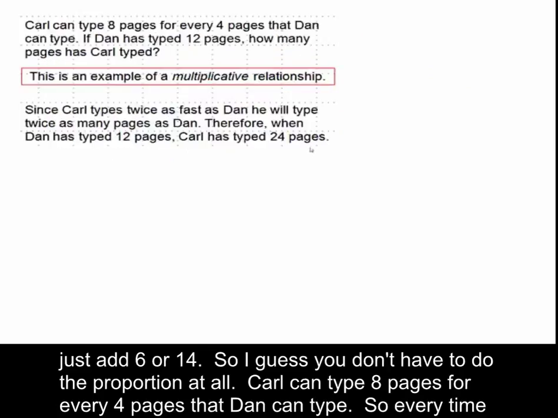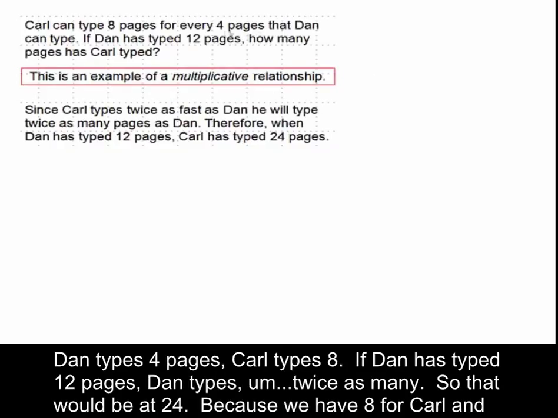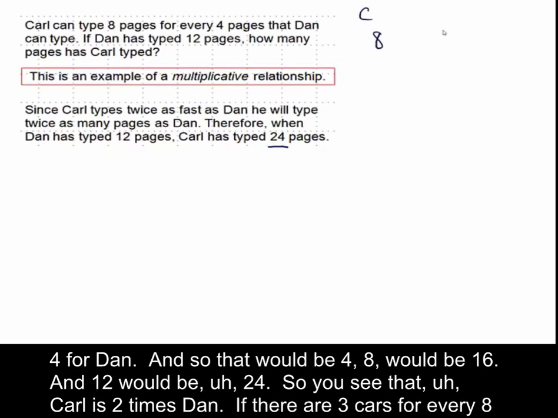Carl can type 8 pages for every 4 pages that Dan can type. So every time Dan types 4 pages, Carl types 8. If Dan has typed 12 pages, Carl types twice as many, so that would be 24, because we have 8 for Carl and 4 for Dan, and so that'd be 4, 8, that'd be 16, and 12 would be 24. So you see that Carl is 2 times Dan.